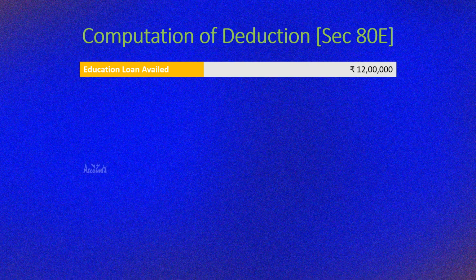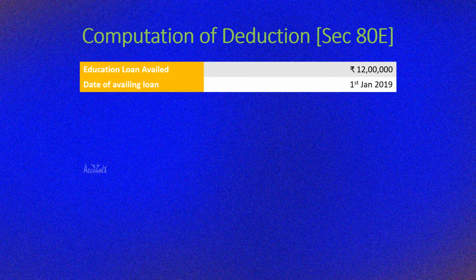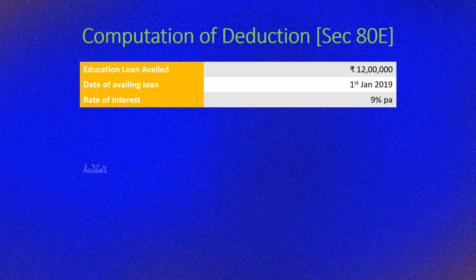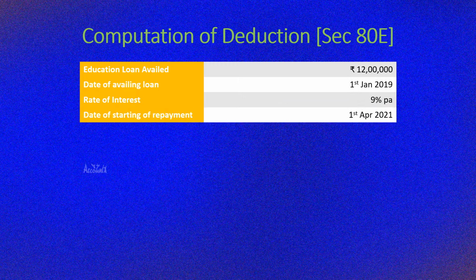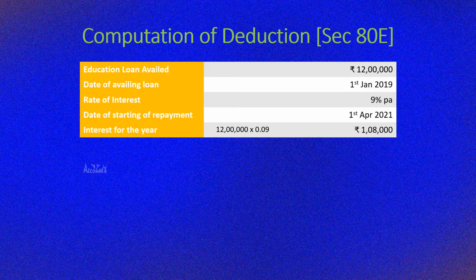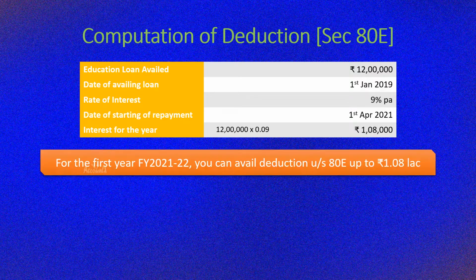To understand this better, let's consider a scenario. Let's say you have availed education loan for yourself to pursue higher education in a recognized university in India. Let's say you have availed education loan of 12 lakhs and this is availed on 1st Jan 2019. Let's say the rate of interest applicable is 9% per annum, and let's say you start repaying the loan from 1st April 2021. So the interest for the year would be 9% of 12 lakh, that is 1.08 lakh. So for the first year, that is financial year 21-22, you can avail deduction under Sec 80E up to 1.08 lakh.